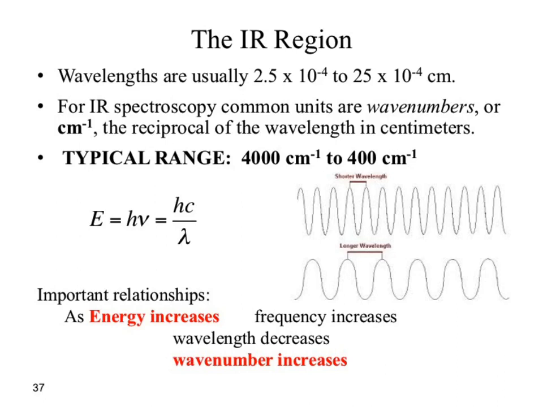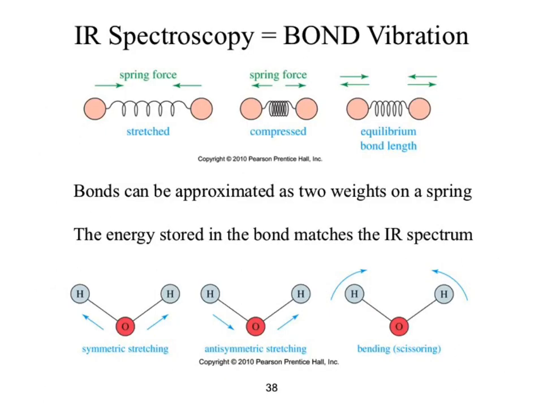Okay, that's a nice little correlation that we can use later on. So what is IR? IR is all about bond vibration. Lots of different bond vibrations, as this image shows. You can get stretching functions where they're just on one plane, oscillating back and forth.